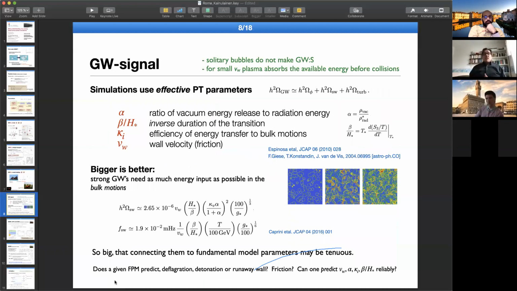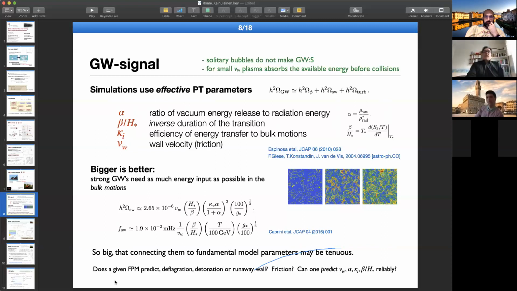Now, let me say a few words about the gravitational wave signal, which is dangerous because I'm no kind of expert here, but there are a few words that I can say. First of all, I know that solitary bubbles do not make any gravitational waves. So you can get gravitational waves only when you start getting bubble collisions or bulk motions in the plasma.